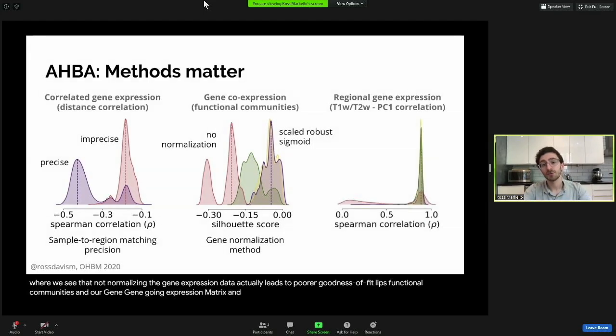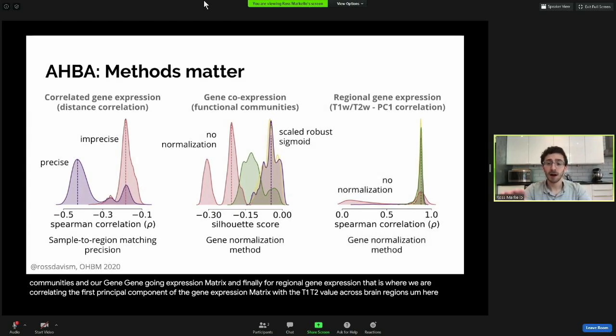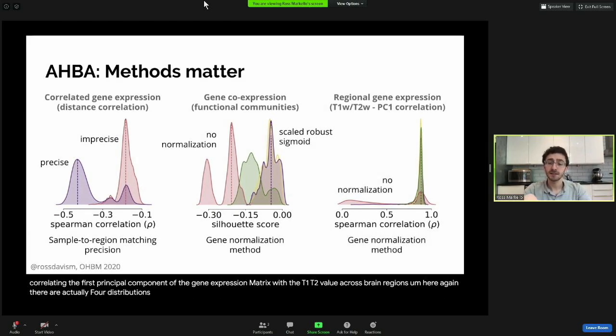And finally, for our regional gene expression, that is where we're correlating the first principal component of the gene expression matrix with the T1, T2 value across brain regions, we see an incredibly skewed distribution. Here, again, there are actually 4 distributions. This is the same parameter that had the greatest impact, gene normalization method. What we see is that the only choice that really had an impact on the results was that if you chose not to normalize the gene expression data, you would get correlations that could be very, very low.